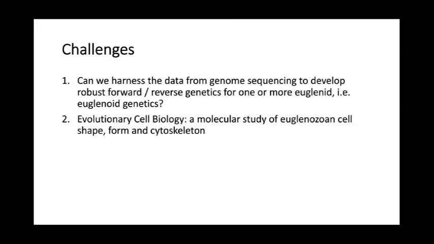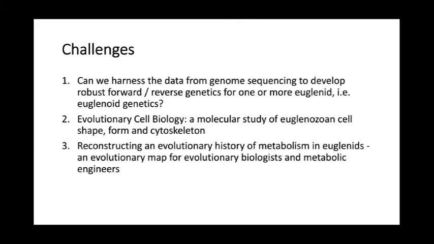How do euglenozoan cell shape and form and cytoskeleton work? Michael will be talking mostly about that area. I'll be talking mostly about challenge 1. And challenge 3, which Peter will talk about, is more toward the reconstruction and evolutionary history of metabolism in euglenids, an evolutionary map of how the metabolic pathways have developed. Peter's and my positions will be mixed together since they have a lot of relationships. And then the second part of the talk will be Michael talking about the cell itself.